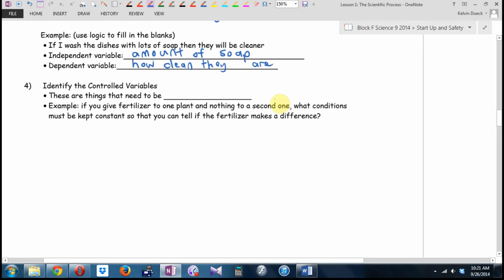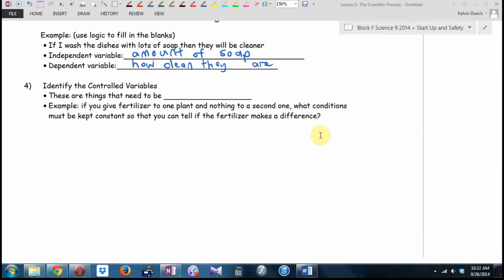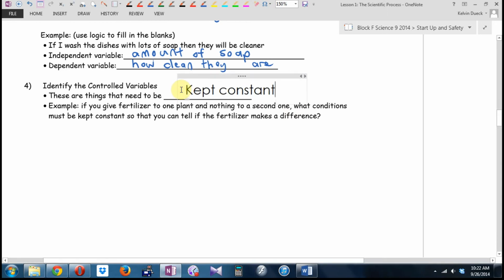And then there's a third type of variable. Hang on a second. We're ready now to call our next group down for full. So, item 4 is actually the biggest challenge in any experiment. And these are the controlled variables. That's a fancy word for these are the things that need to be kept constant.